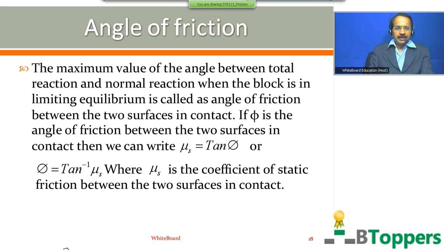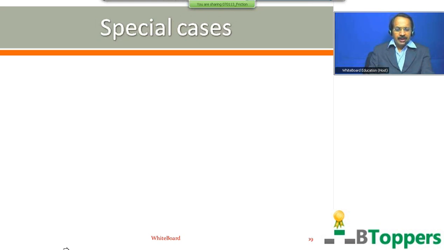So as mu is a constant for a given pair of surfaces, you can say the angle of friction phi is also a constant for a given pair of surfaces in contact. Next, I am going to discuss some special cases, mostly in friction. Most of these special cases are related to the motion on the horizontal plane.